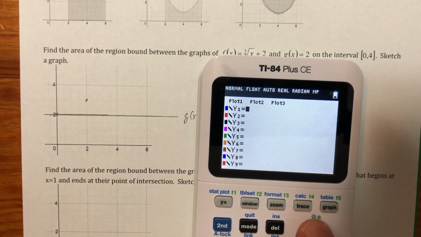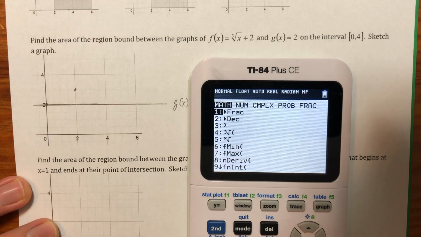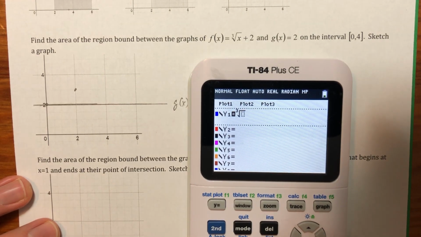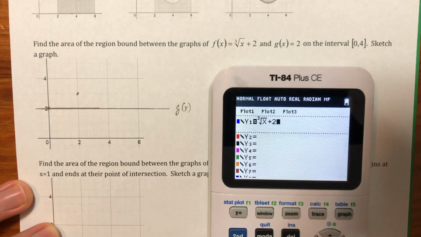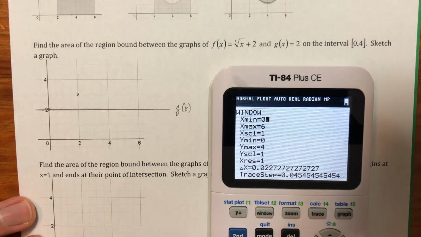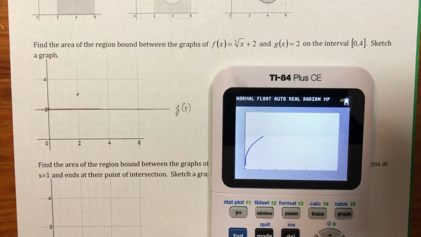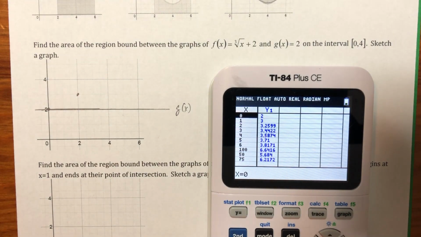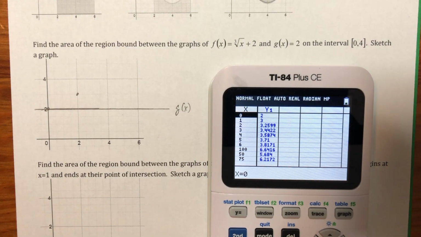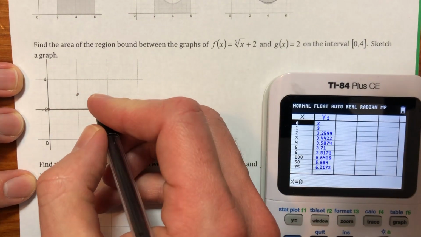So clear those out. So math and cube root of x, and then plus 2. Plus 2 is not under the cube root. That's important. And we will adjust the window from 0 to 6, and we'll zoom 0 this thing. There we go. There's a general shape to it right there. I'm going to find out a couple more points. Let's see, 2 is at 3.2 something.